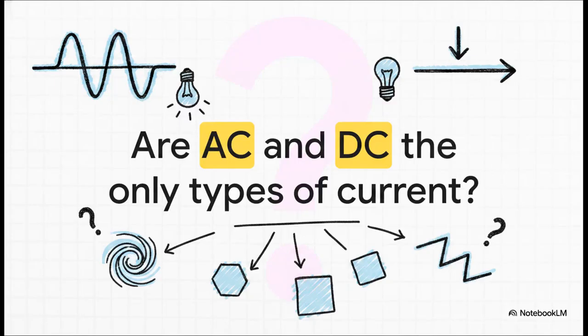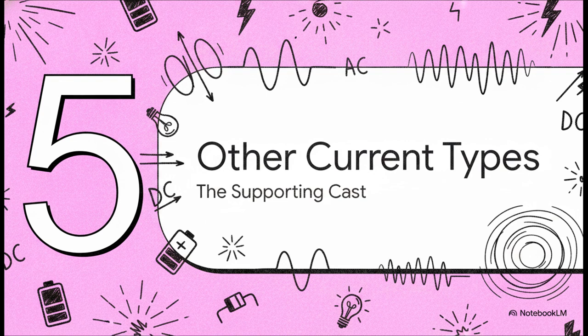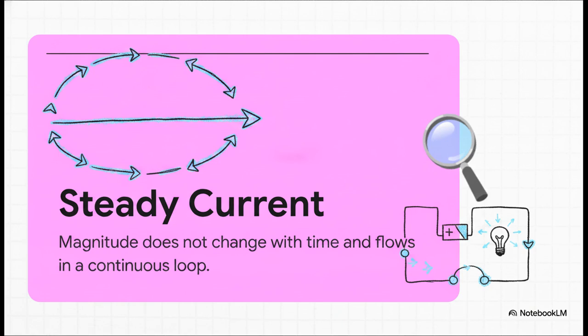But all of this naturally brings up a pretty fascinating question. Are AC and DC really the only types of current out there? Let's find out in Section 5, Other Types of Current, the supporting cast. First up, we have steady current. With steady current, the magnitude absolutely does not change over time, and it flows in a perfect, continuous loop. If you were looking at this on a graph, it translates to a perfectly straight, horizontal line. It is the literal definition of a continuous, unwavering flow.